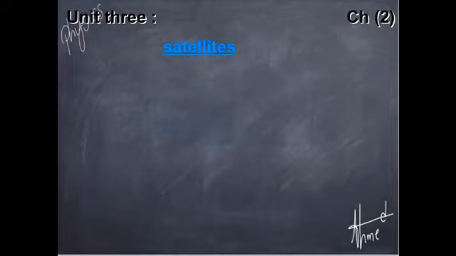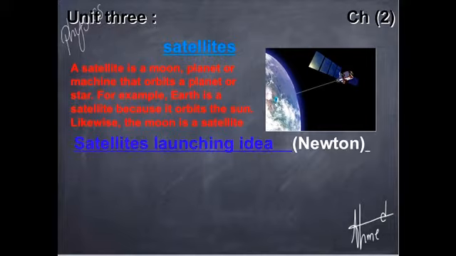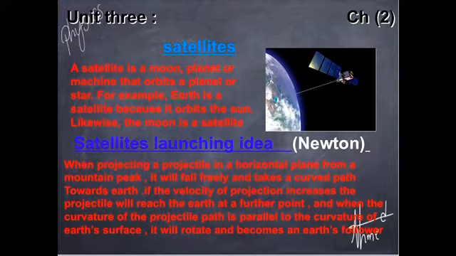The idea of satellites. A satellite is a moon, planet, or machine that orbits a planet or star. For example, the Earth is a satellite because it orbits the Sun. Likewise, the moon is a satellite of the Earth. The launching idea, according to Newton, is that when projecting a projectile horizontally from a mountain peak, it will fall freely and take a curved path towards Earth.